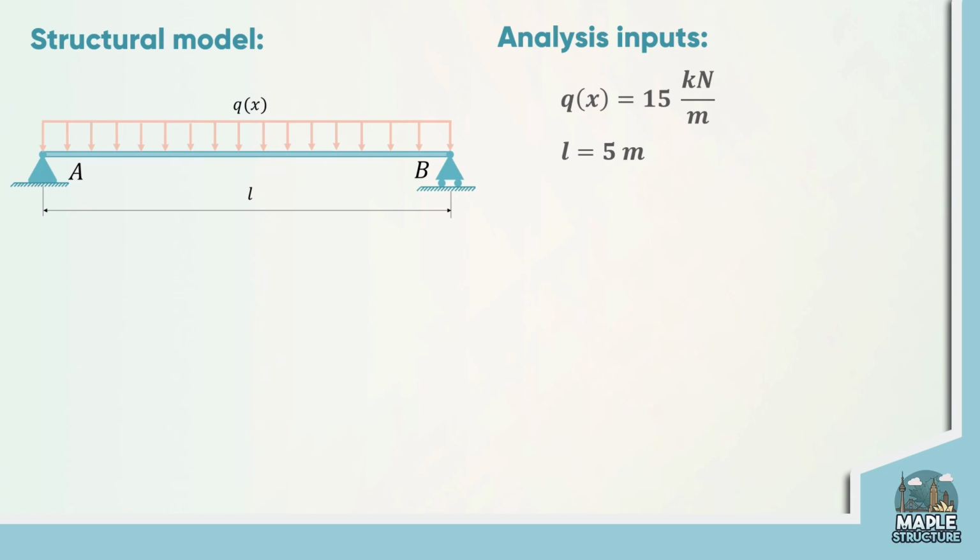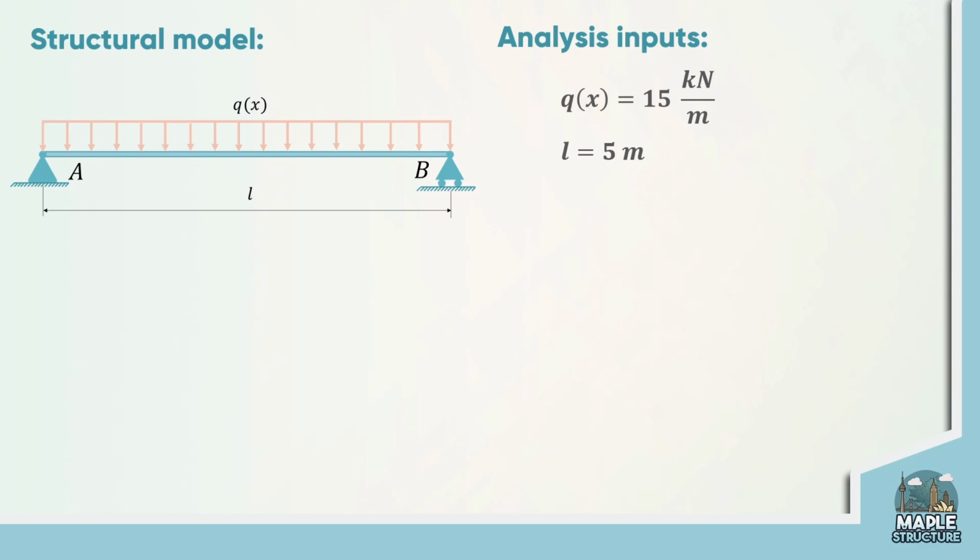Well, first things first, let's take a look at the structural model. It's just a beam, no matter what the cross-section is, and it's supported by a roller and a pin support and loaded with a uniformly distributed load, so it's easy.